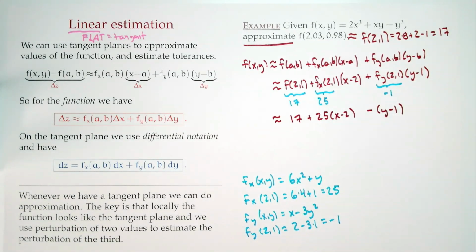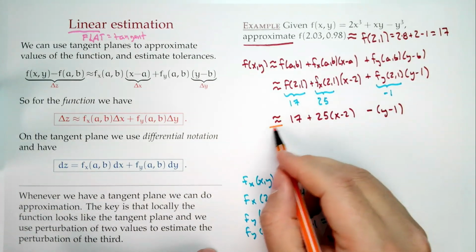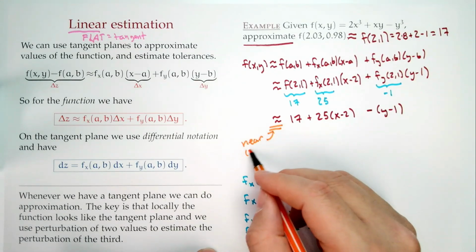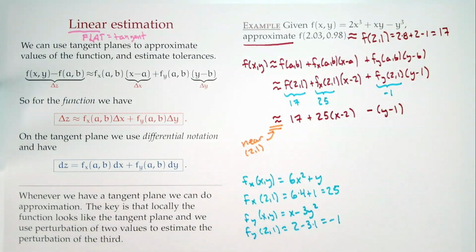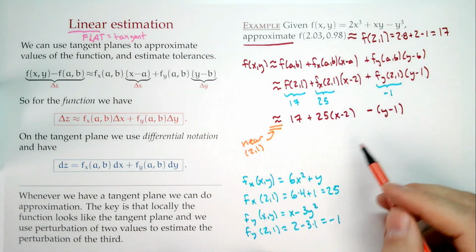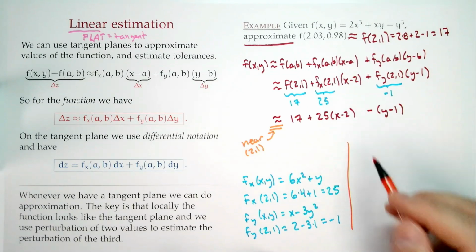And so, again, let's emphasize this approximation is really only good near 2, 1. If I'm away from 2, 1, the approximation is terrible. So, all right, how do we finish? Well, now we say we don't want to know f of x, y, we want to know f of 2.03, 0.98, approximately.